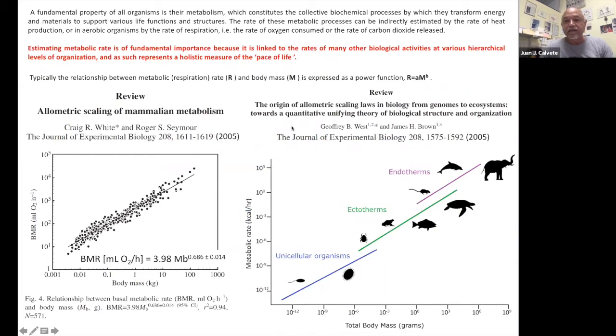This is based on the fact that many observations since the beginning of the last century show a linear relationship between the metabolic rate and the body mass, not only across different ranges of life, in both unicellular and multicellular organisms, ectotherms and endotherms. There is a linear relationship that adjusts to a power function.